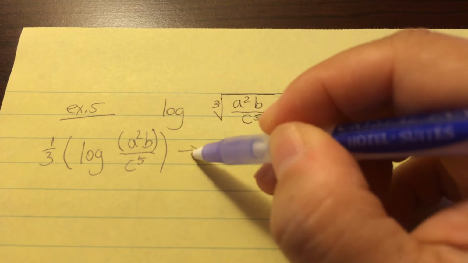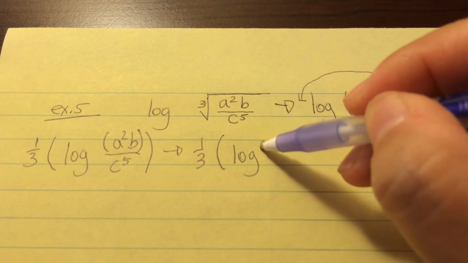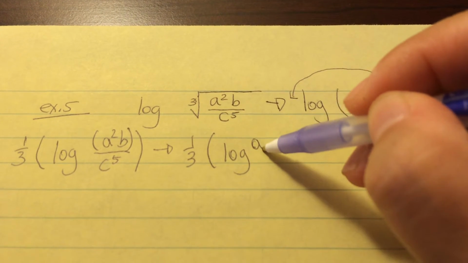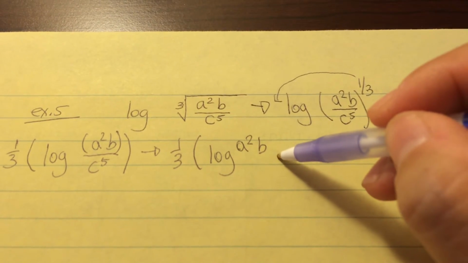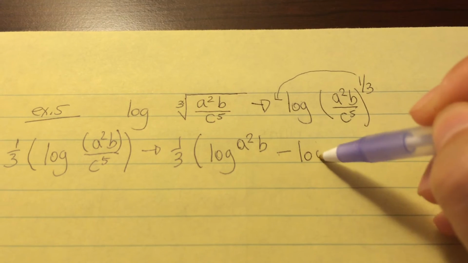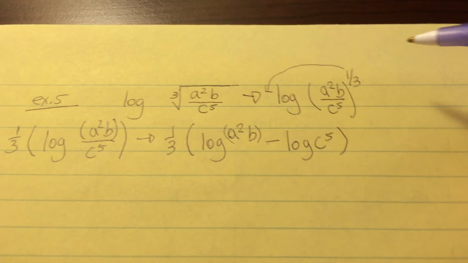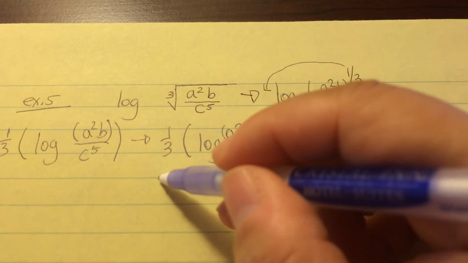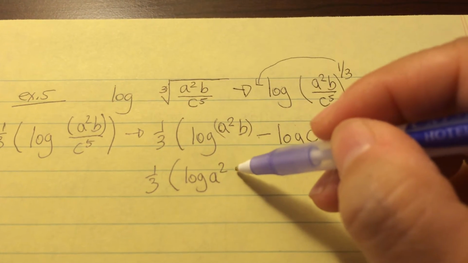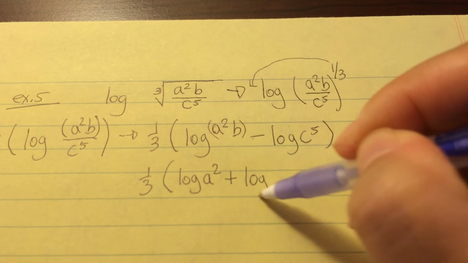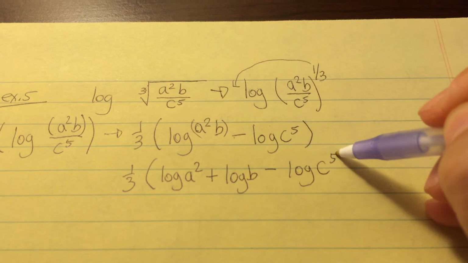So then again, the 1/3 is still here. Then I have log, and we have a squared b. I think we can separate this right here, like the last problem, right? So let's separate right here: log, and then c to the fifth right here. I'm going to leave this in parentheses. Now we're going to expand this piece. So I have still 1/3 log a squared, and then plus log b minus log c to the fifth.